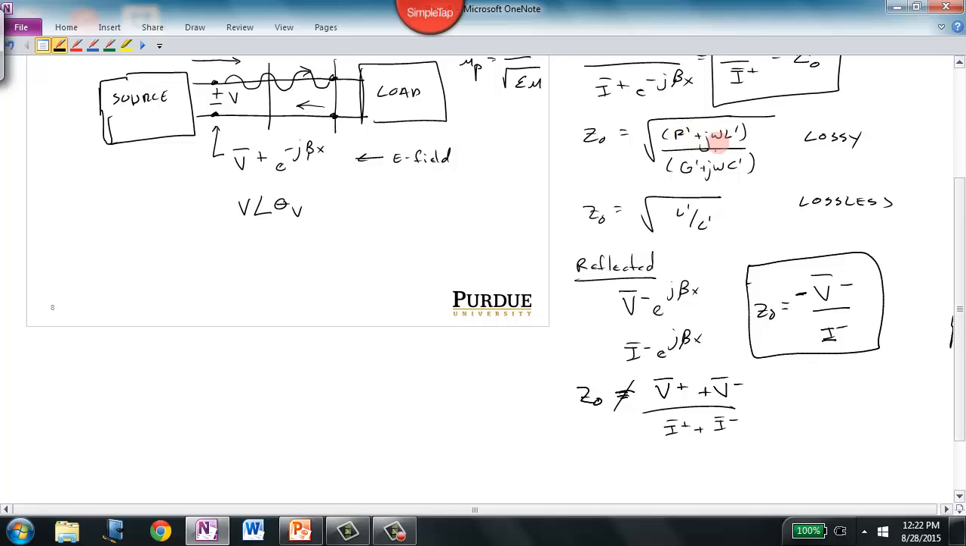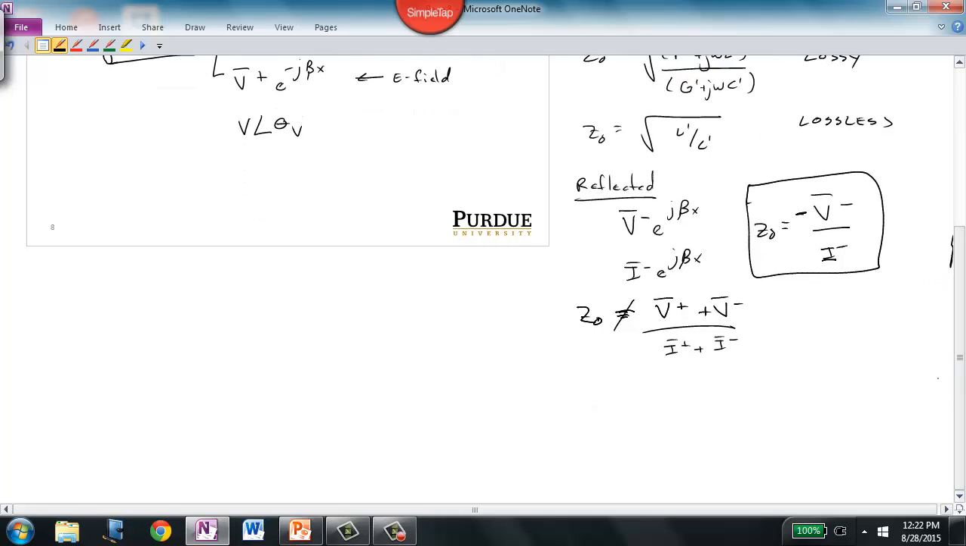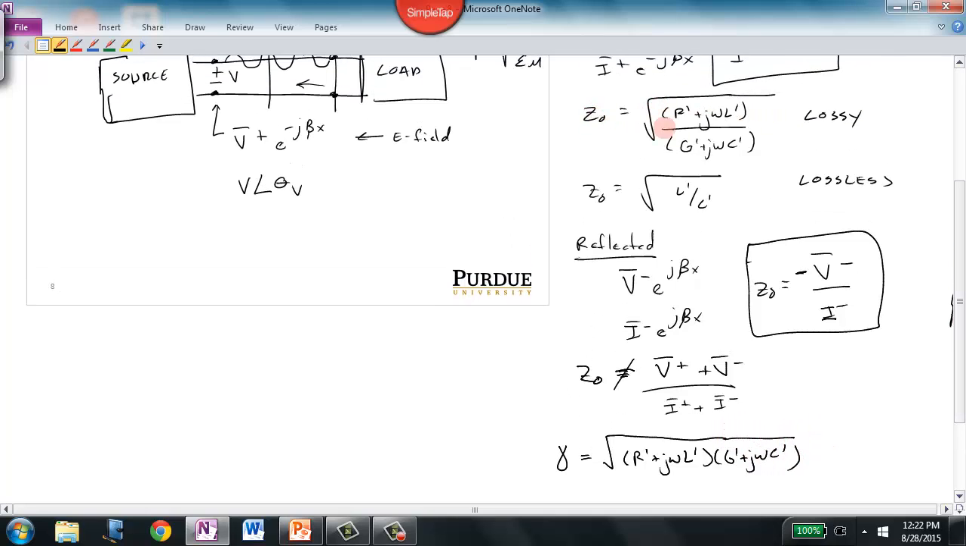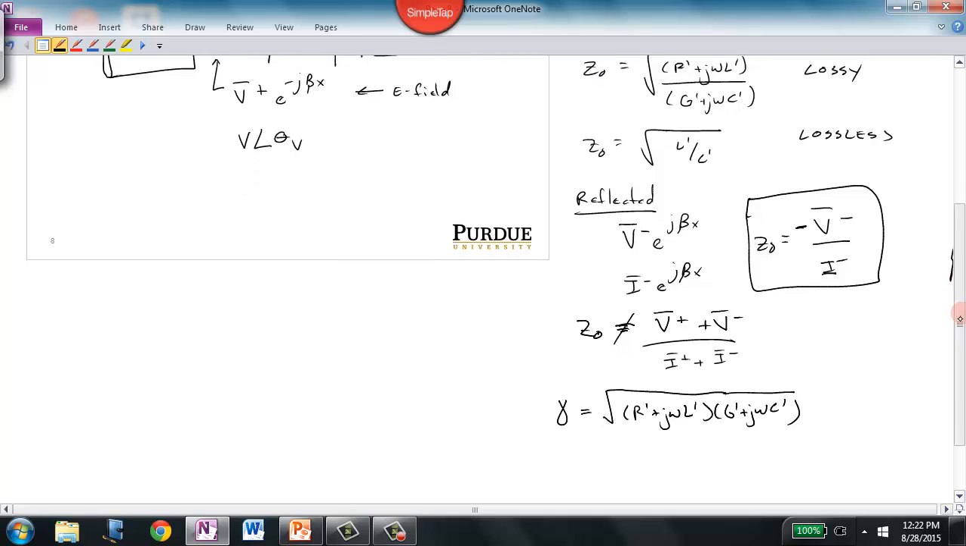We can also use these distributed parameters R prime, L prime, G prime, and C prime to determine a couple other properties of the transmission line. And this property we're going to call gamma, lowercase gamma, and it's called the complex propagation constant. It doesn't have any units, and it is equal to the square root of (R prime plus j omega L prime) times (G prime plus j omega C prime). So you can see it's very similar in form to the lossy form of the characteristic impedance of the transmission line.